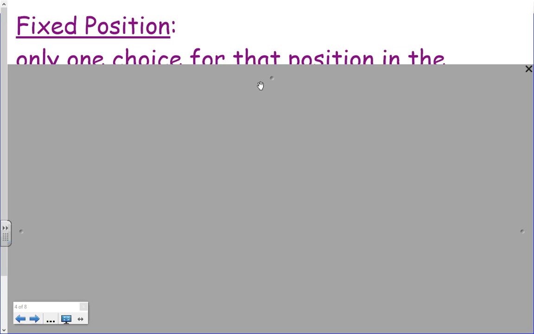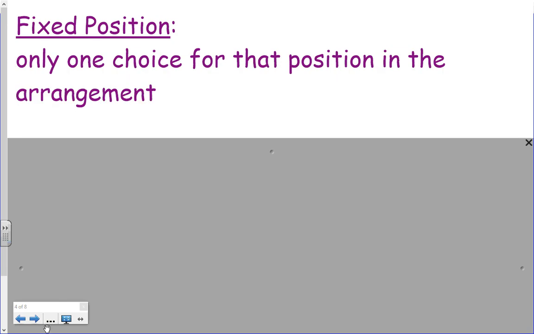All right, let's talk about a couple of other terms here that we need to know about. The first one is what we call a fixed position. The word fixed there means that you have only one choice for that particular position in your arrangement. Again, when we have a permutation, there's an order to this. So you have to think about that order as each one of those things that goes in that particular arrangement has a particular position to it.